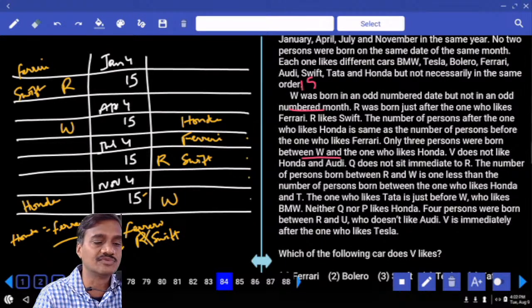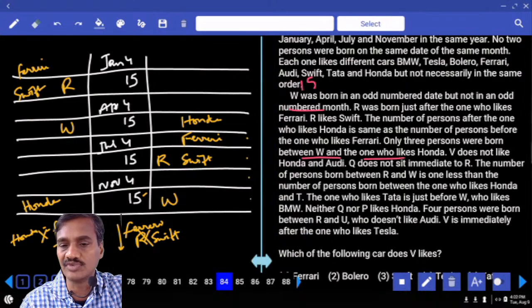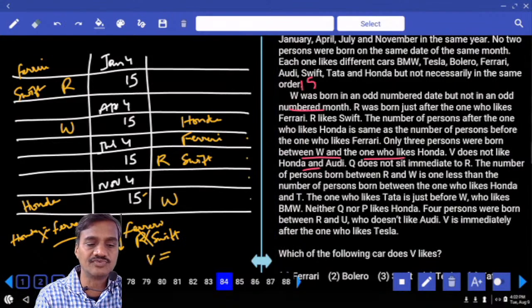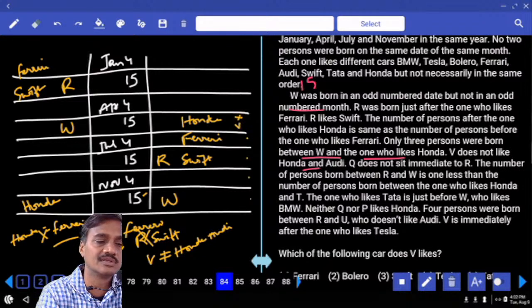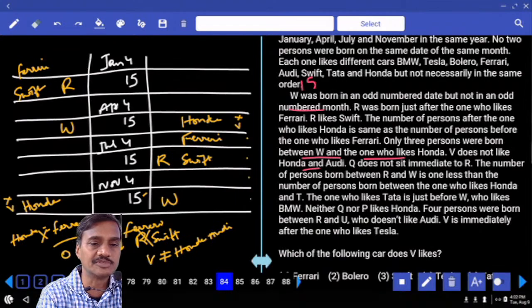Now we are done with this information, and we are done with this information as well. And next one, W and the one who likes Honda. And V does not like Honda and Audi. So Honda and Audi are ruled out for this V, and so V cannot be in this place. And Q does not sit immediately next to R. That means Q and R are not adjacent to each other.